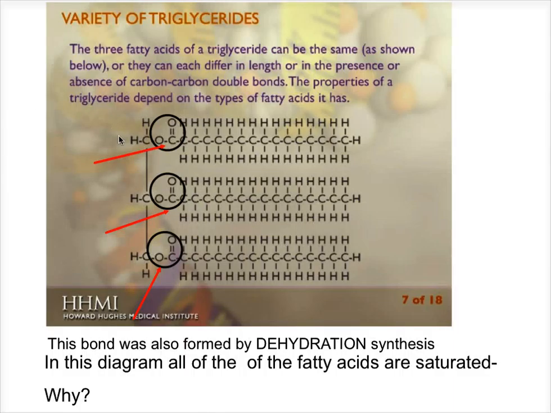Here you can see the actual triglyceride once it is formed, and this is known as the ester bond. It's formed by dehydration synthesis, and in this diagram you can tell that all of the fatty acids are saturated. And the reason? There are no double bonds.